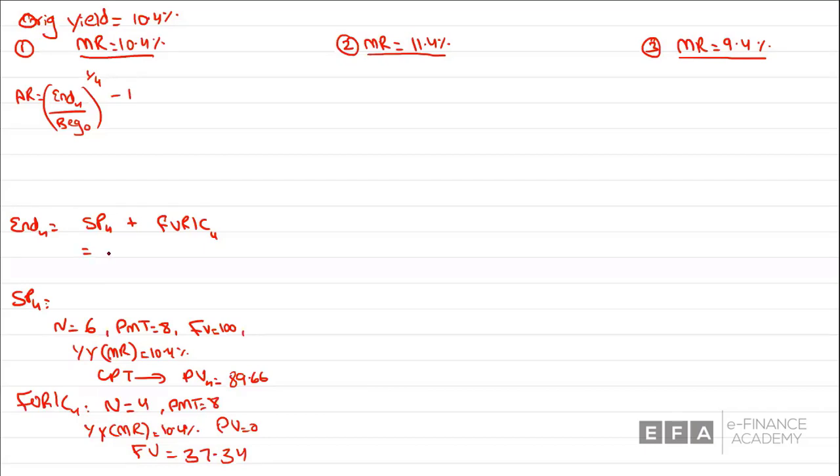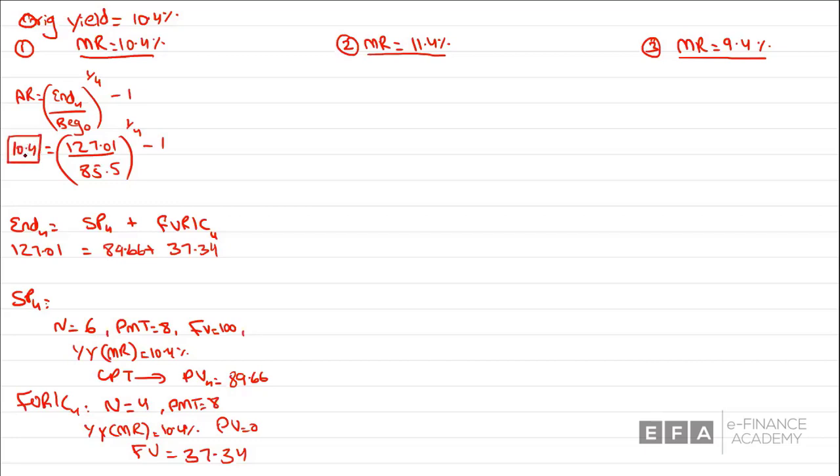Let's add these two up. 89.66 plus 37.34, and that gives us 127.01. Let's get the actual return by plugging in the numbers. You're buying the bond for 85.5, as you may recall, to the power of 1/4 minus 1. And here's what you see.